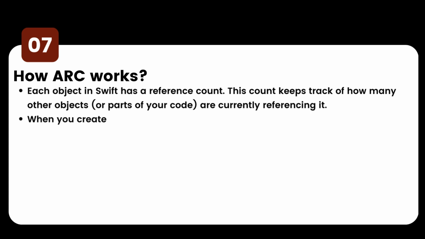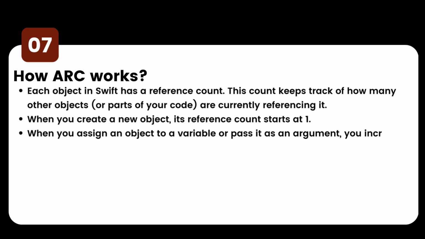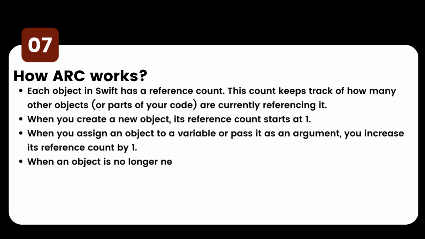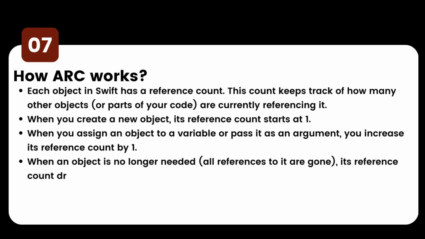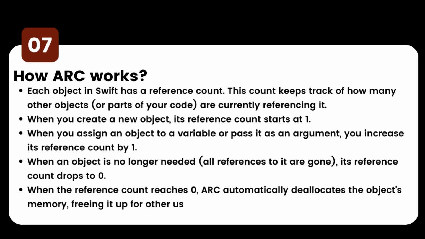When you create a new object, its reference count starts at 1. When you assign an object to a variable or pass it as an argument, you increase its reference count by 1. When an object is no longer needed, its reference count drops to 0. When the reference count reaches 0, ARC automatically deallocates the object's memory, freeing it up for other uses.